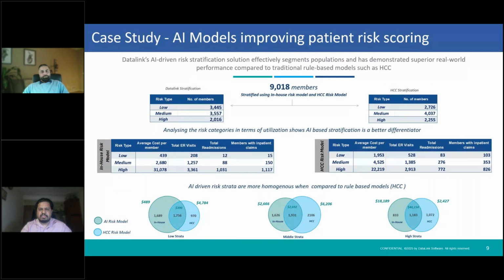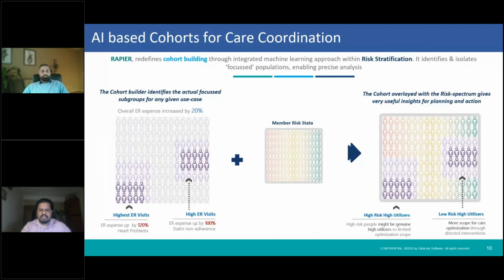Now, we have already discussed this before when Saurabh was talking about risk stratification. Risk stratification can take us to prioritizing the members or maybe optimizing certain plans. What after that? That brings us to Rapier. Rapier is a platform that Datalink is developing. It's a population health analytics platform which combines cohort building, a redefined cohort building that we are bringing up here, which is based on machine learning.